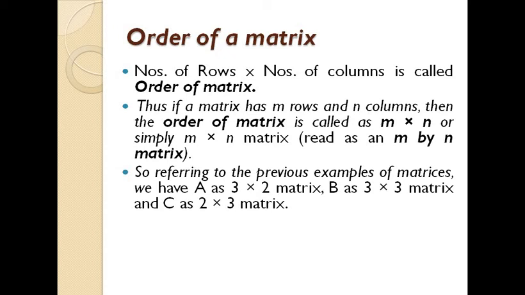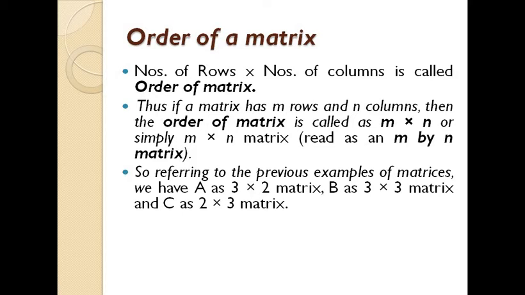So referring to the previous example, you can say A has got 3 rows and 2 columns, B has got 3 rows and 3 columns, and C has got 2 rows and 3 columns. Now you can say A and C. See, if you multiply both the numbers, you get 6.